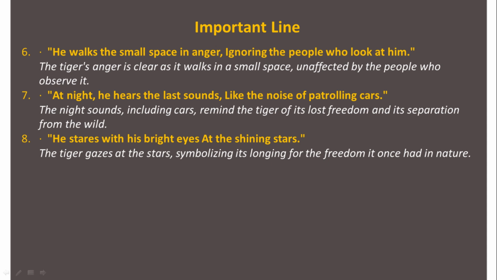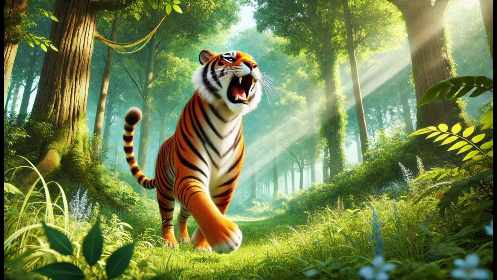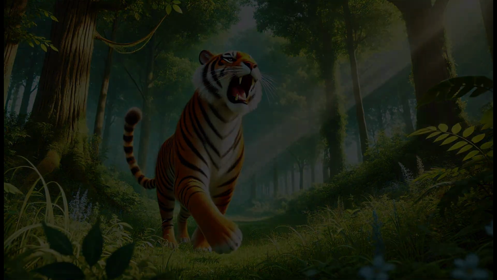He stares with his bright eyes at the shining stars. This line is very powerful. The tiger looks at the stars, dreaming of freedom. The stars remind him of the life he used to have in the jungle. These important lines help us understand the poem's message. The poet shows us how captivity takes away an animal's freedom and strength. Tigers and all wild animals belong in the wild, not in cages.